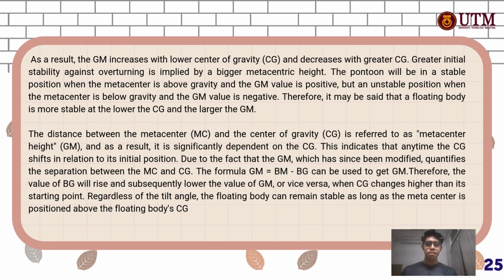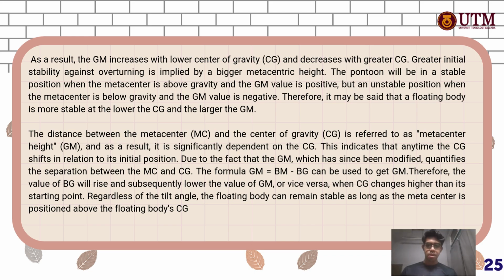Therefore, it may be said that the floating body is more stable at a lower CG and a larger GM. The distance between the metacenter MC and the center of gravity CG is referred to as metacentric height GM, and as a result, it is significantly dependent on the CG. This indicates that anytime the CG shifts in relation to its initial position, the GM, which has been modified, quantifies the separation between the MC and CG. The formula GM equals BM minus BG can be used to get GM.